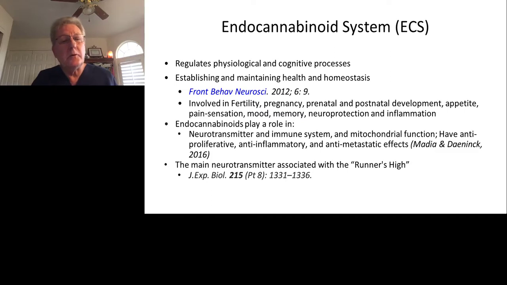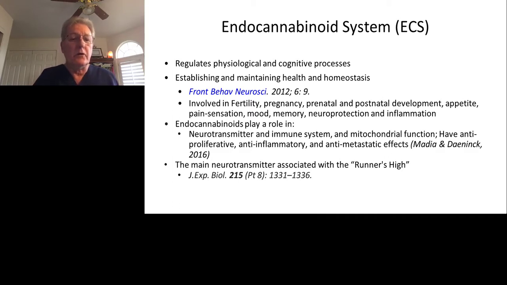The endocannabinoid system regulates physiological and cognitive processes and is probably the most important physiologic system establishing and maintaining health and homeostasis. It's involved in fertility, pregnancy, prenatal and postnatal development, appetite, pain cessation, mood, memory, neuroprotection, inflammation.